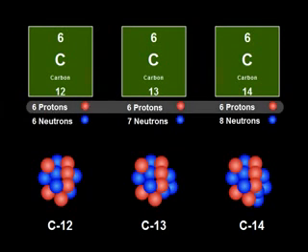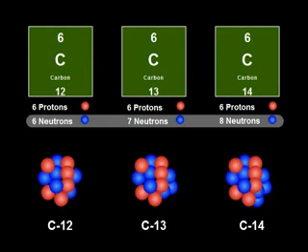Remember, isotopes of an element have the same number of protons in the nucleus, but the number of neutrons in the nucleus will be different.